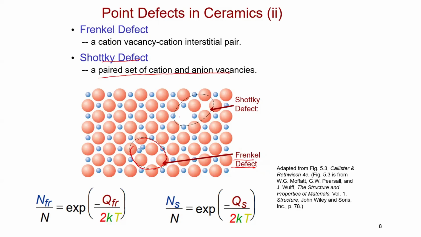So you can see here a cation is missing, and here an anion is missing. The anion is the big one. So this one is the anion and this one is the cation. Both together are missing, so we call it a Schottky defect.